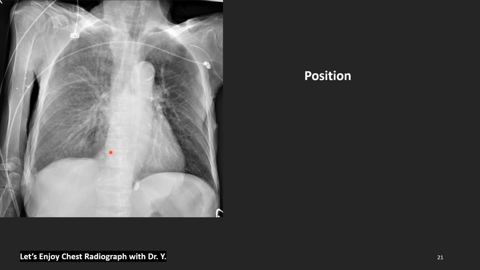Yes, diffuse, homogeneous haziness on the right side means something here, and no air bronchogram represents that the lung is okay, and accentuation of the minor fissure suggests pleural effusion there.